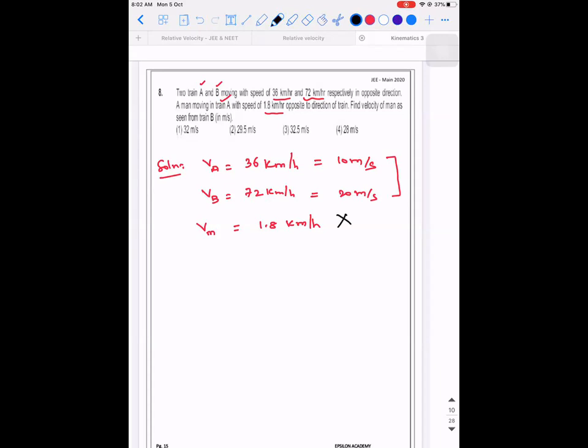So it's velocity of man with respect to A. It is the velocity of man with respect to A. And there is another important point I need to concentrate upon. Why have they mentioned it as opposite?